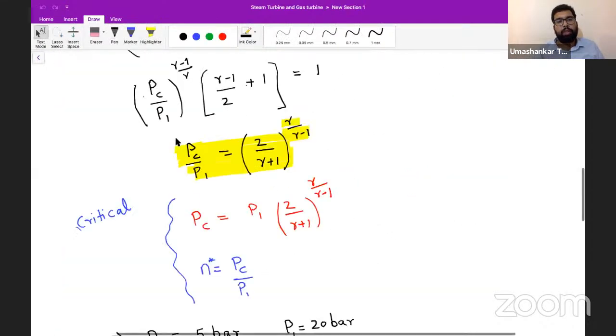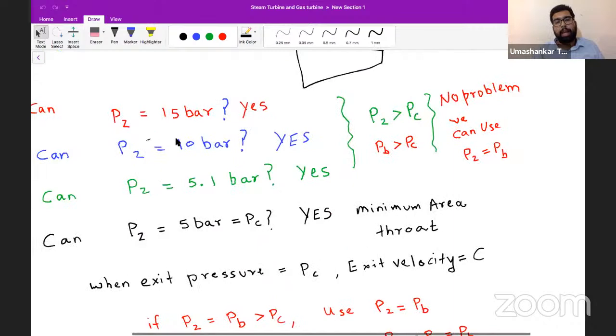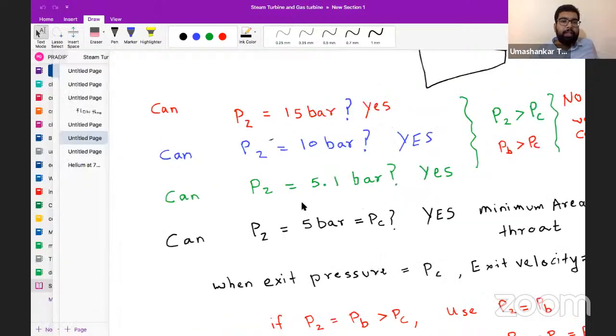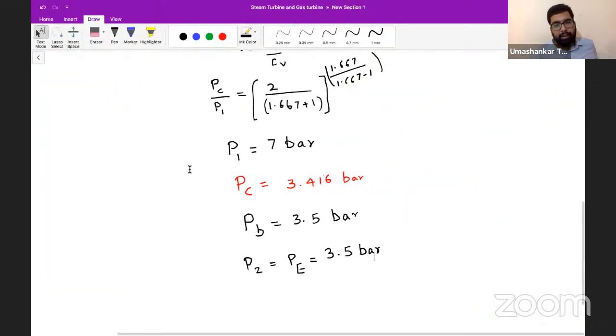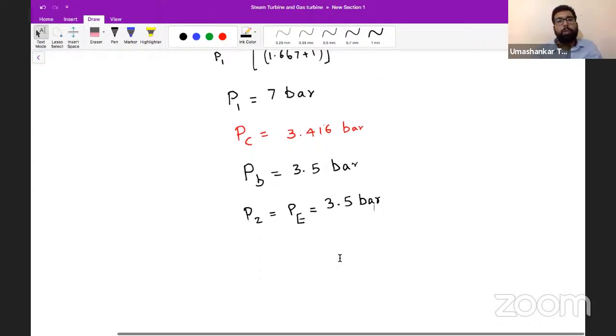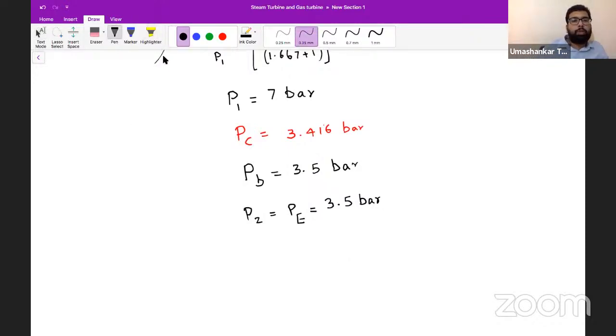If you have confusion, just see what we were doing here. I asked you this question. I asked if our critical pressure is 5 bar, can we reduce it to 10 bar? You said yes. Why? Because, sir, that pressure is greater than the critical pressure. In the same way, here also the back pressure is greater than the critical pressure. So we have to use the value of back pressure, not the value of critical pressure.